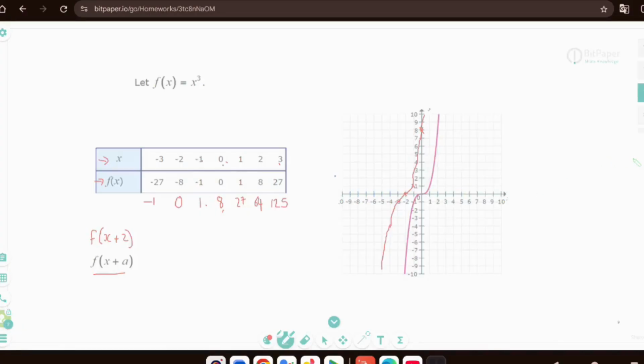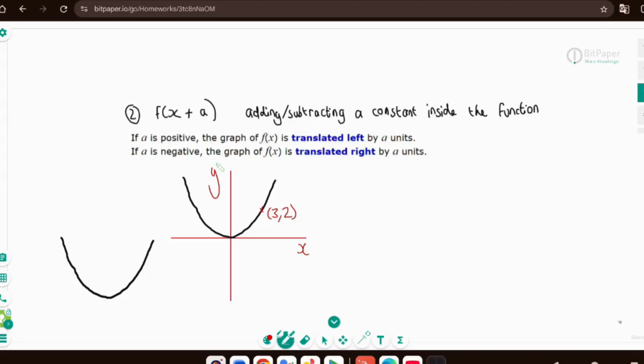Okay, so let's make some notes on this. So f of x plus a, adding or subtracting a constant inside the function. If a is positive, the graph of f of x is translated left by a units. If a is negative, the graph of f of x is translated right by a units. You might want to draw a little diagram with your notes, but I've got a graph here, a quadratic graph with a point 3, 2 labelled on the graph.